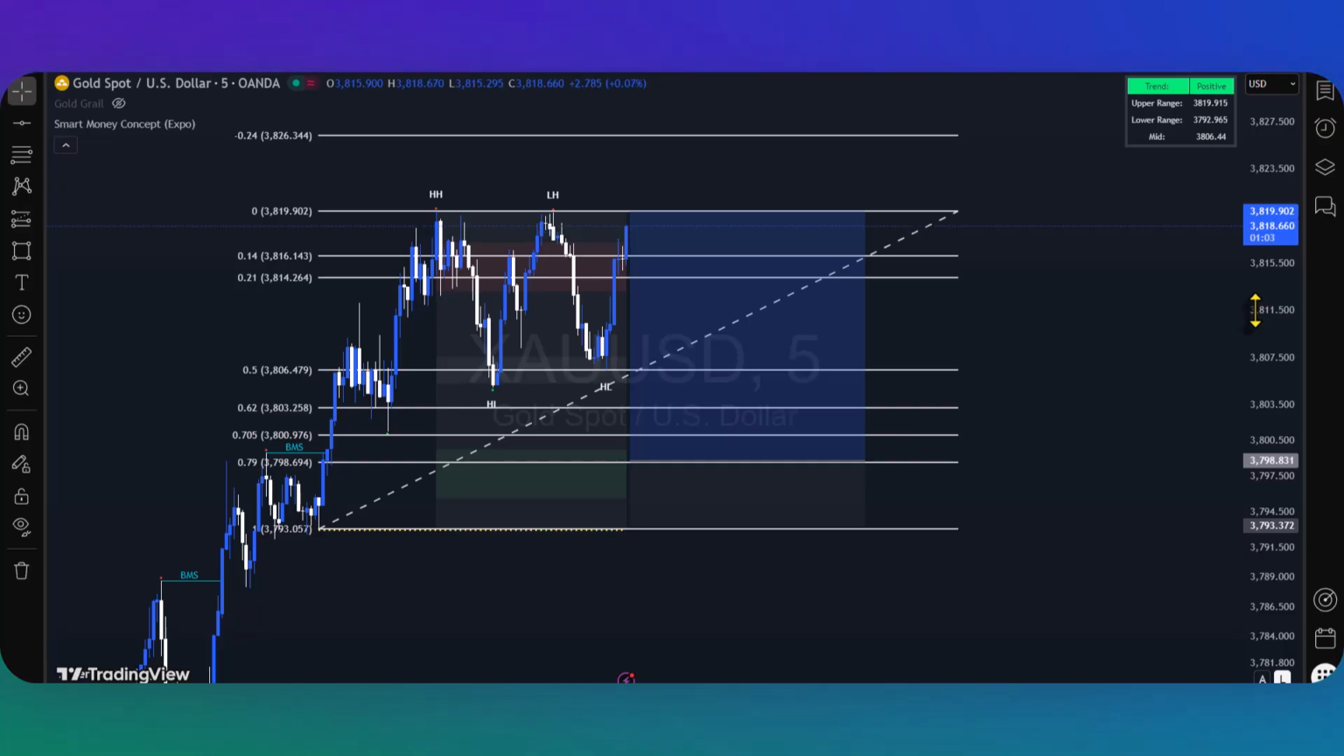Now let's upgrade the idea. Horizontal support and resistance show us levels, but supply and demand show us why price reacts. A supply zone is an area where sellers came in aggressively before, and a demand zone is an area where buyers came in aggressively before. These zones are usually formed by big moves. If you see a very sharp rally after price touched a certain area, that's a demand zone. And if you see a sharp drop after price touched an area, that's a supply zone.